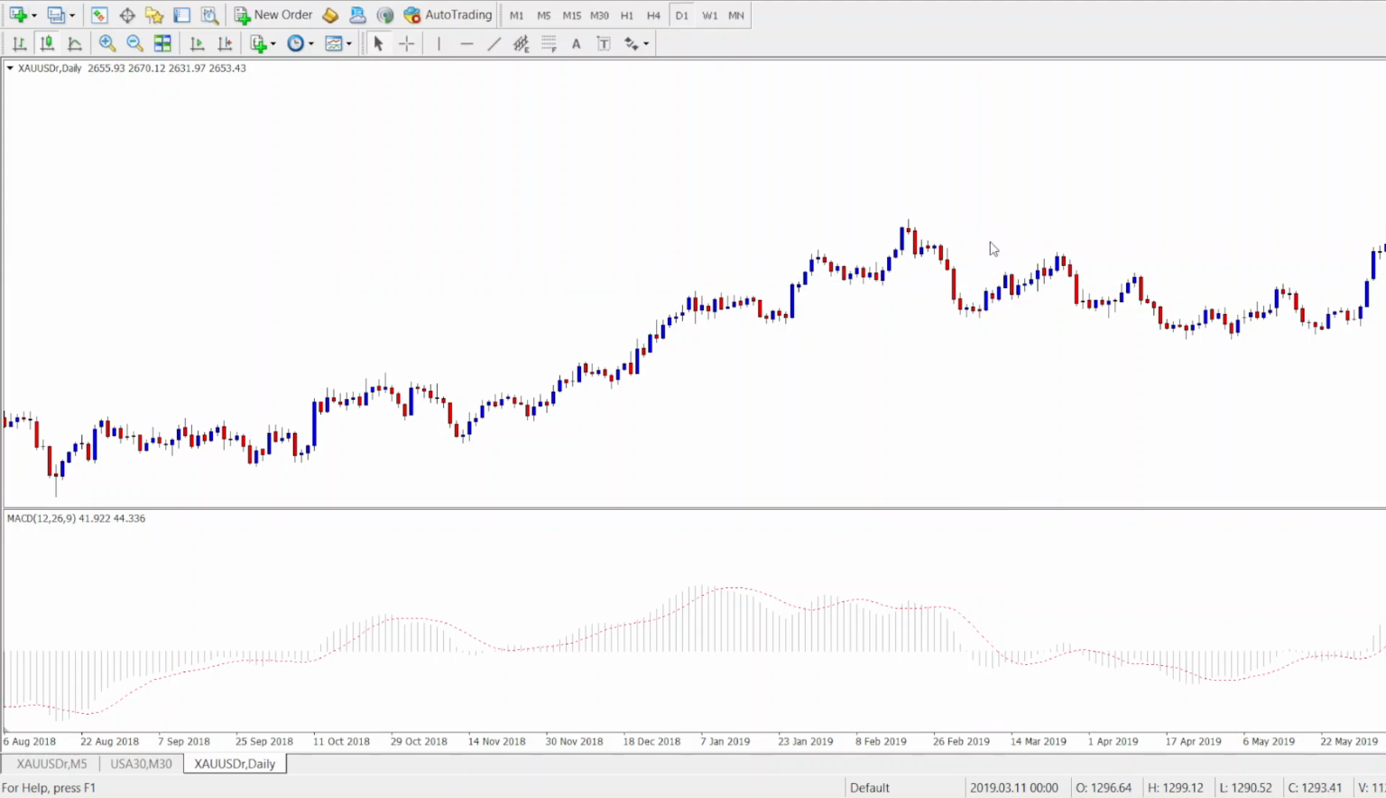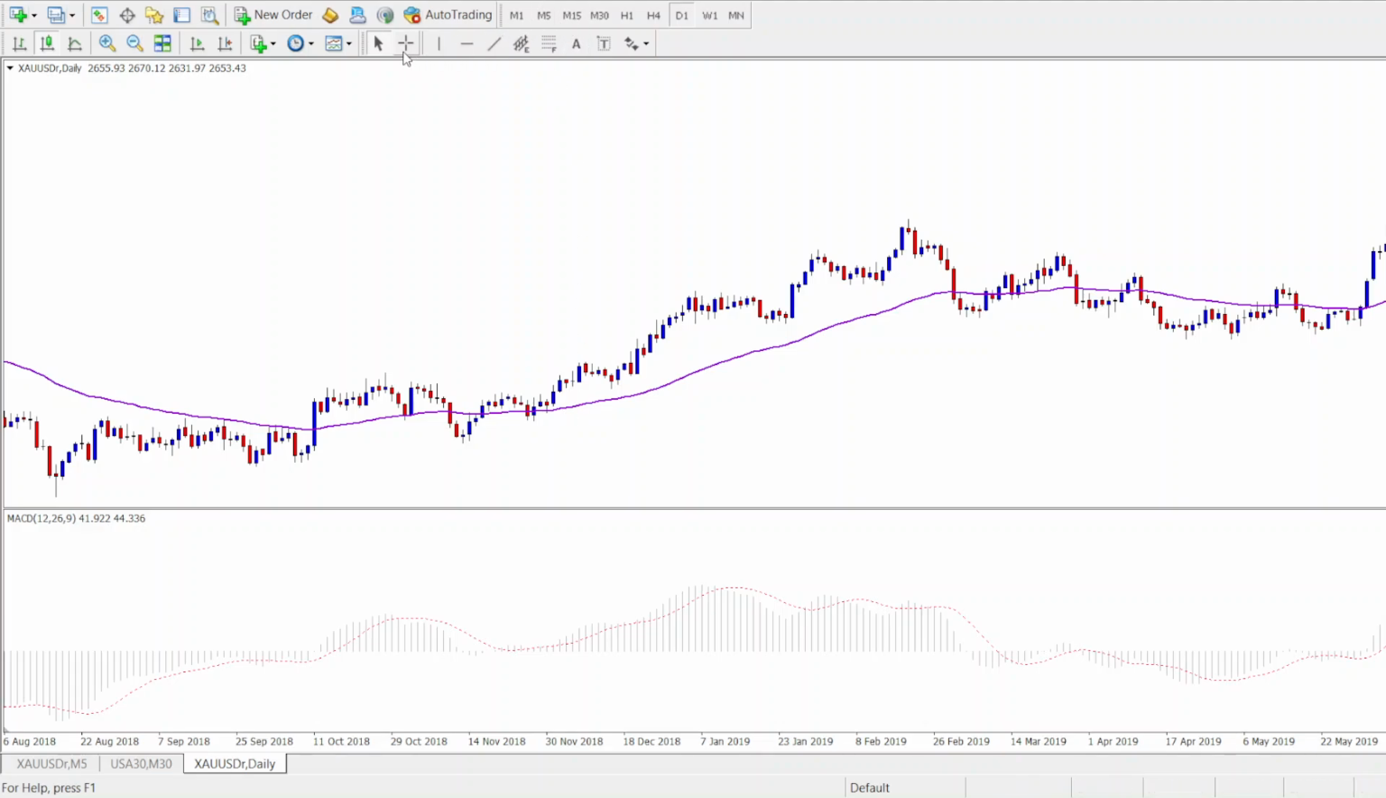Now let us combine the MACD with the moving average. You can combine the MACD with any other indicator, with trend lines and price action, basically for extra confirmation. But in this video, let us add our moving average to the chart and use it for extra confirmation. So now this is the 50 MA.